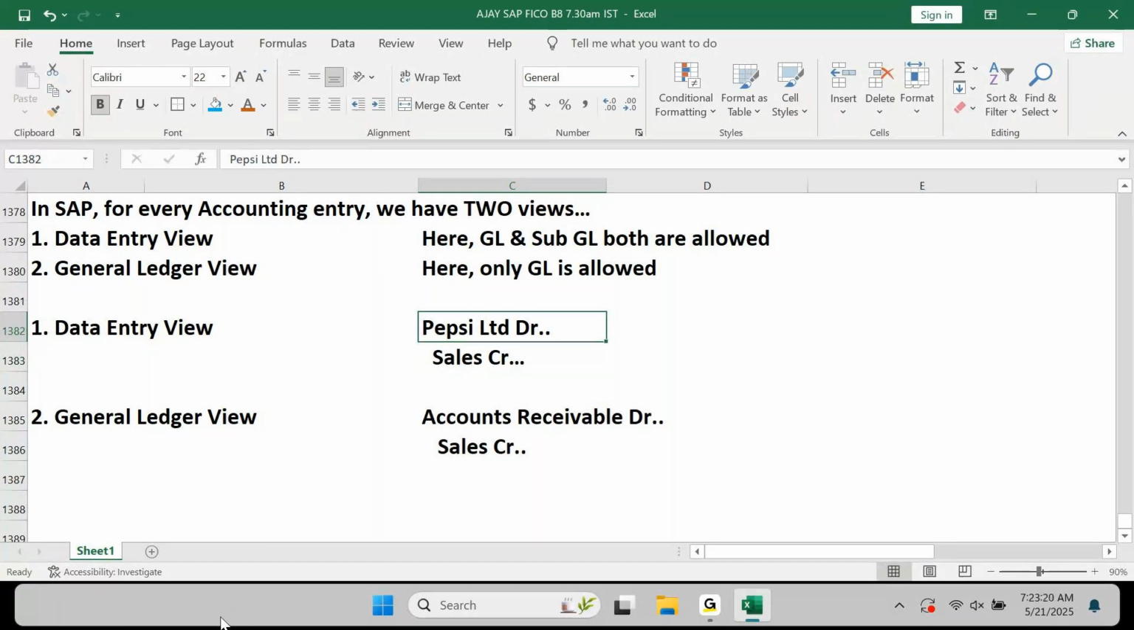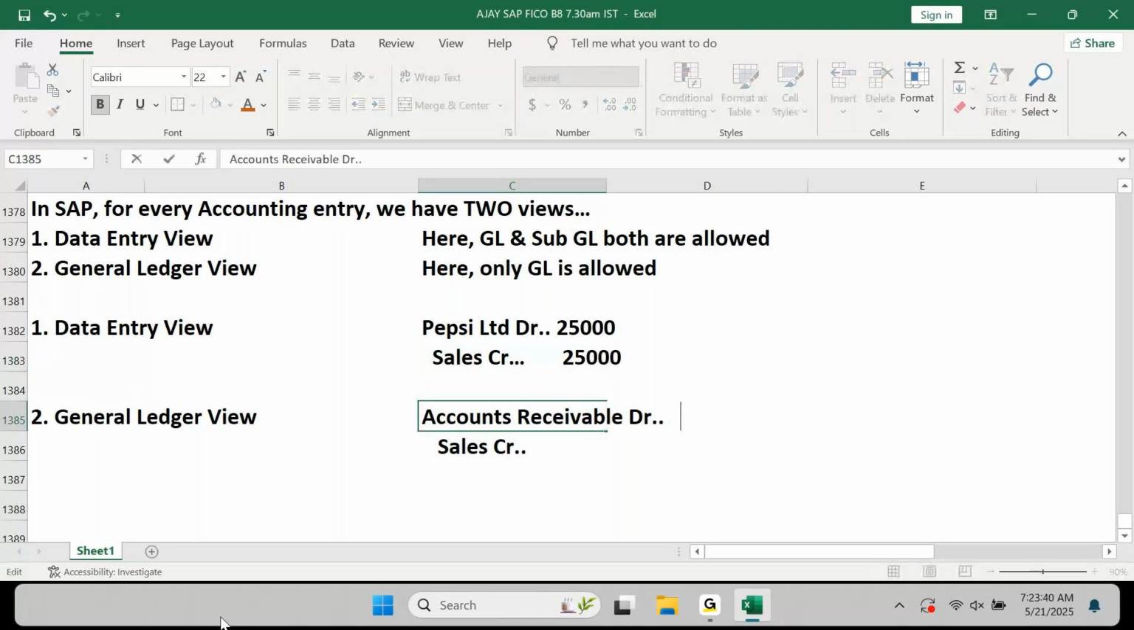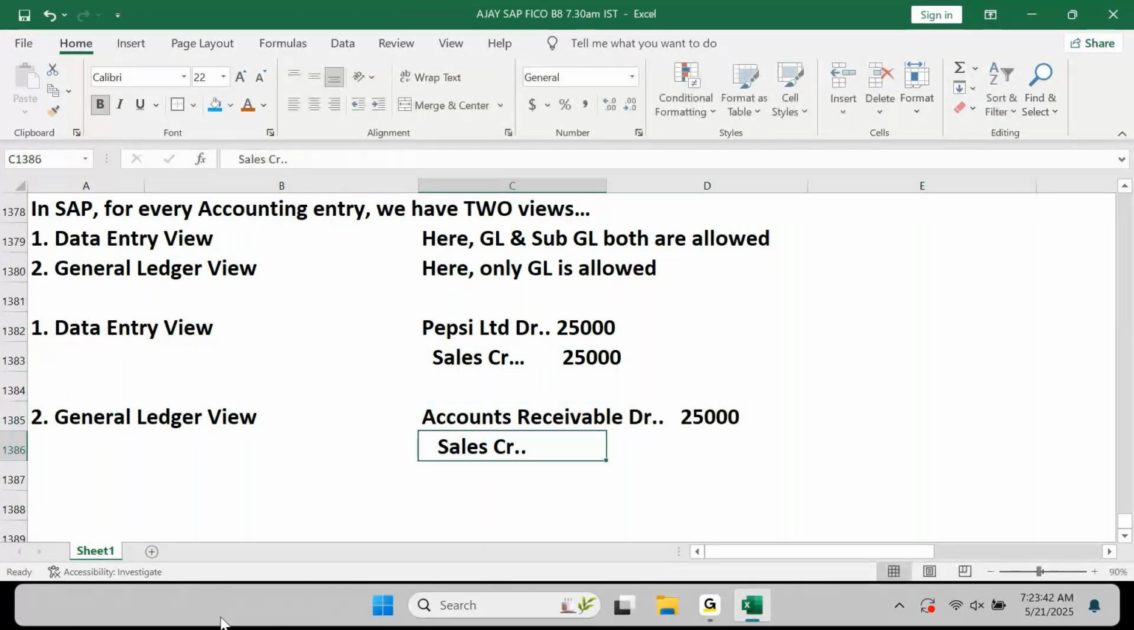Remember only these 2 points. Don't add any other point. No posting keys, nothing. Okay. Amount will be, let's assume 25,000. 25,000 and 25,000. Is this accounting entry clear? Yes, sir.